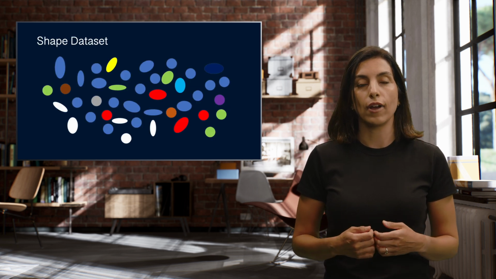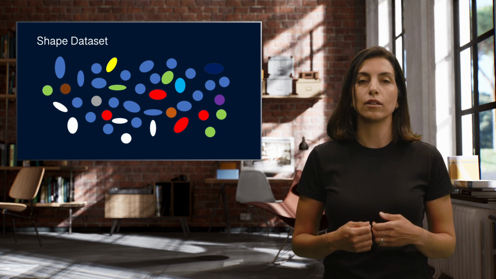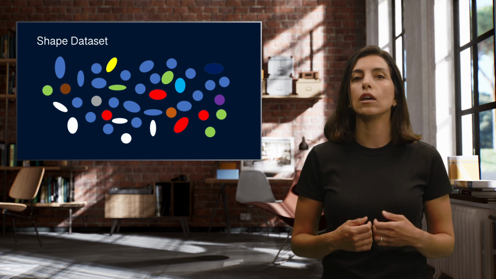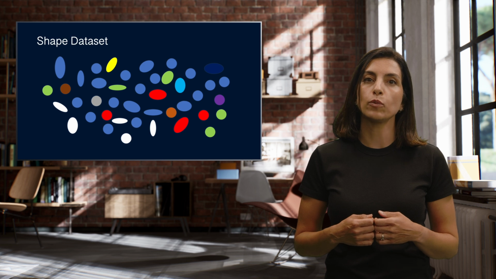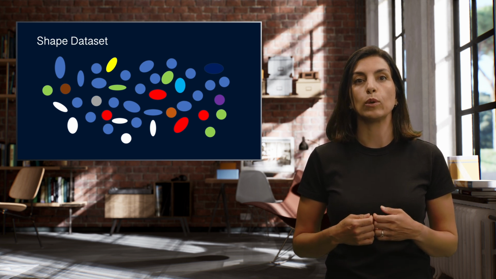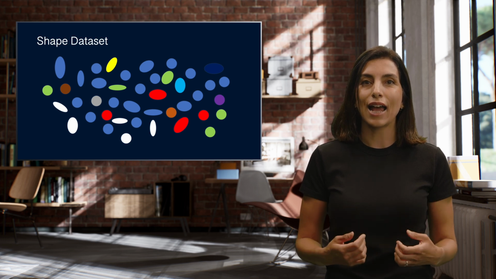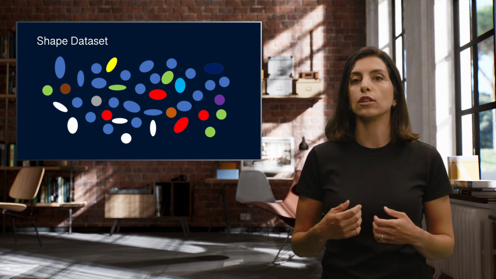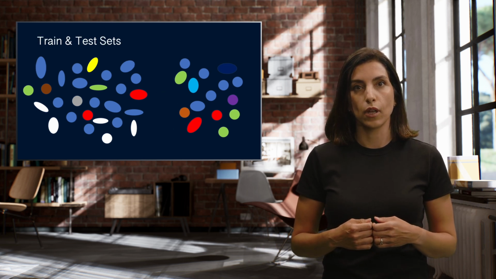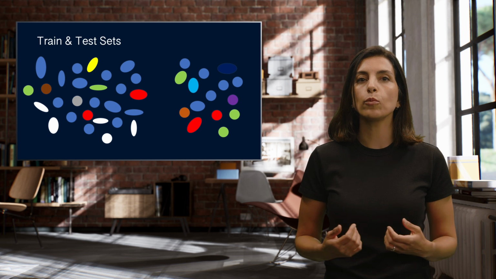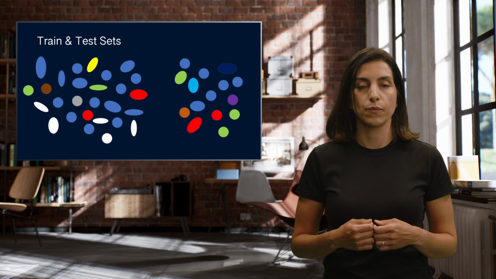Take this collection of ellipsoids as a dataset. Each ellipsoid is a data point in this dataset, representing different size, color, and shapes. Assume that this is a dataset that we want to use to develop a computer vision model that can classify the shapes into circles and elongated ellipsoids. In the first step, we randomly divide the dataset into train and test sets.